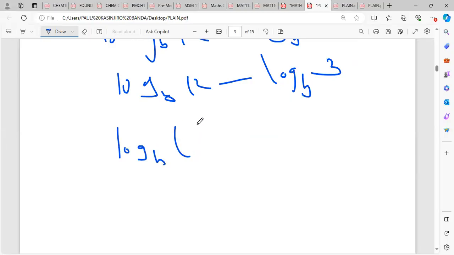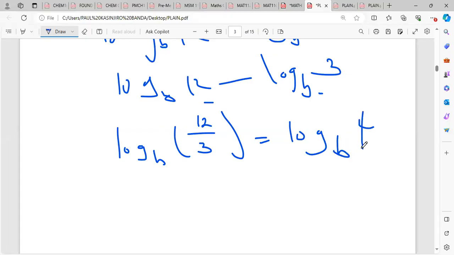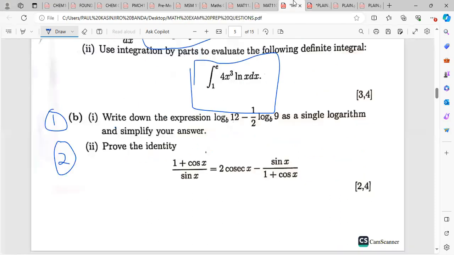Now you can express it as a single log. Whenever you are subtracting, it means you are dividing whatever numbers are here and there. So we're going to get log base 2 of 4. So we have expressed it as a single logarithmic function. Simple and straightforward. Then let's solve the last question.